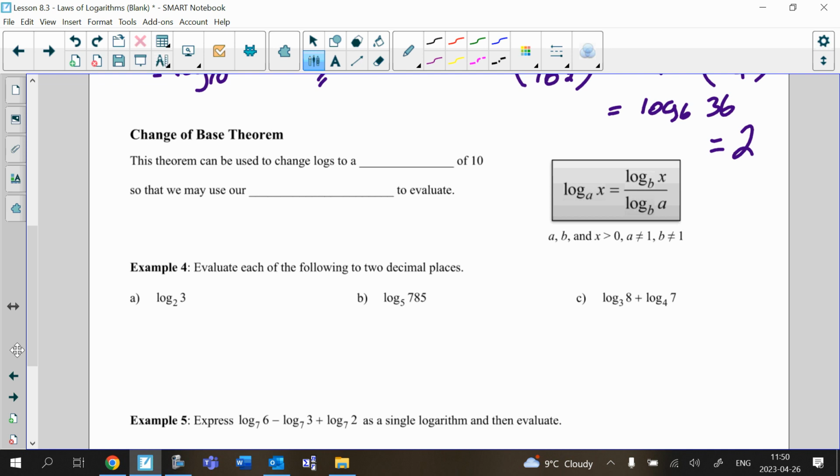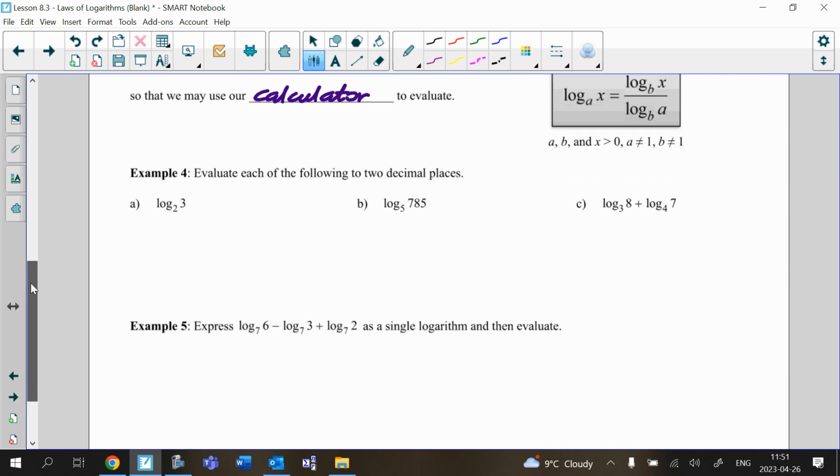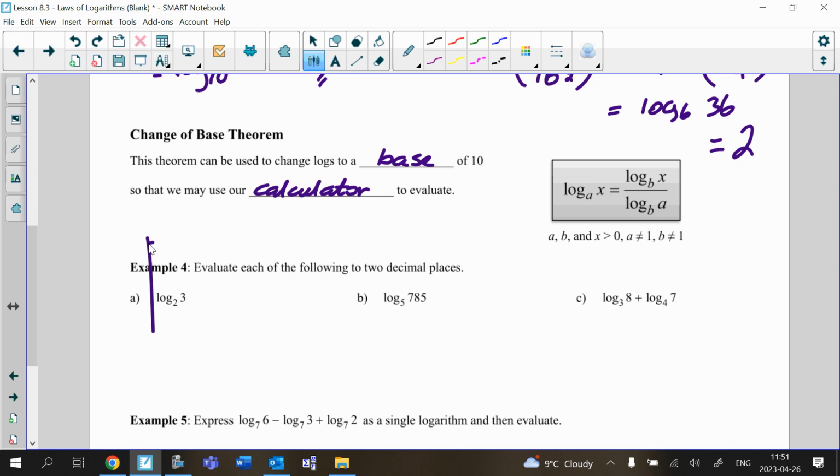So we're going to change logs to a base of 10 so that we can use our calculator to evaluate. You just have to see the pattern here. So log base 2 of 3, that's 2 to the what is 3? I can't do that in my head. But it does equal log base 10 of 3 divided by log base 10 of 2. So this becomes the top log, this base becomes the bottom, and then the base changes to 10.